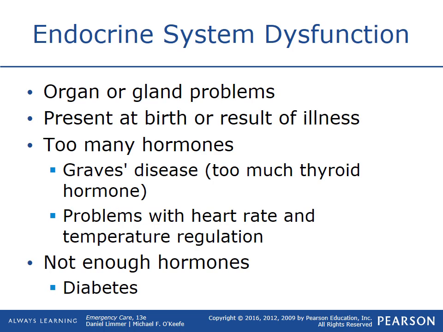So the endocrine system, you can have organ or gland problems. Sometimes you have them when you're born, or you could get them because of an illness. You could have too many hormones, such as Graves' disease, where the thyroid is producing too much, or you could have problems with heart rate and temperature regulation because of too many hormones. Or not enough hormones, such as in diabetes, where you don't make enough insulin.